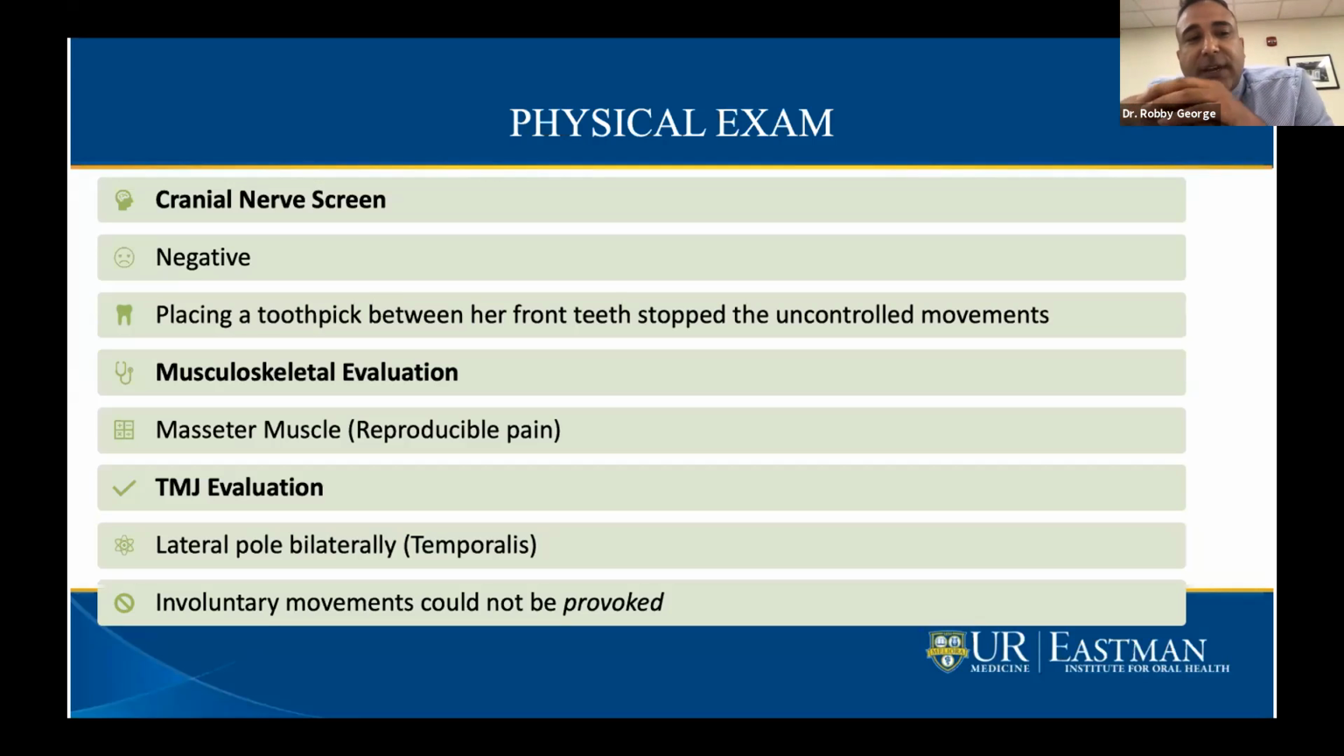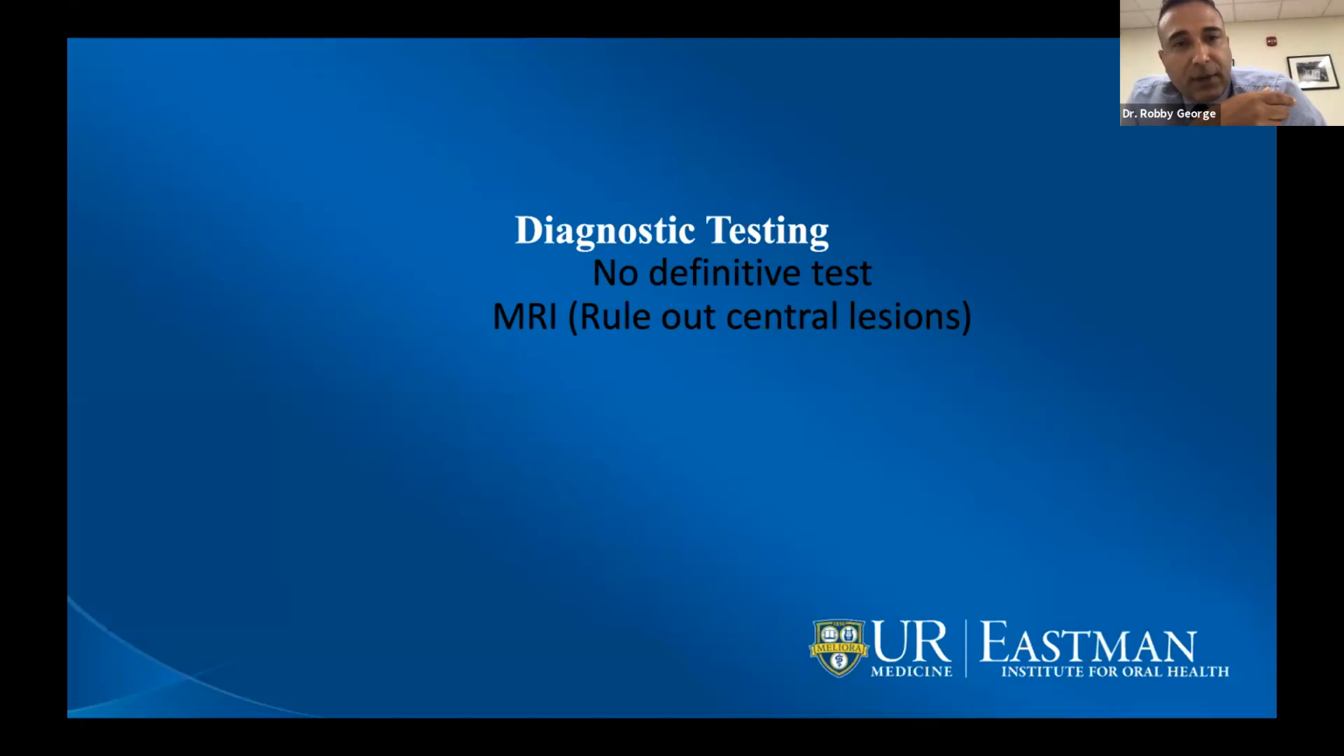On the musculoskeletal exam, palpation of the masseter produced maybe a little bit of pain, but we could reproduce the pain, I can say. And at the TMJ, the lateral pole bilaterally, she had tenderness. Other than that, everything else looks good. With all of these things, we could not provoke the movement that she had been having for a long time.